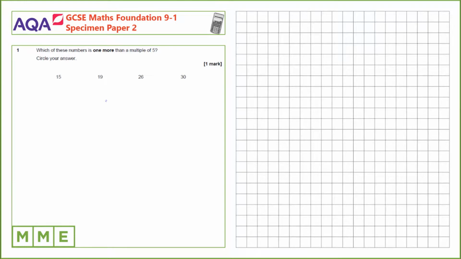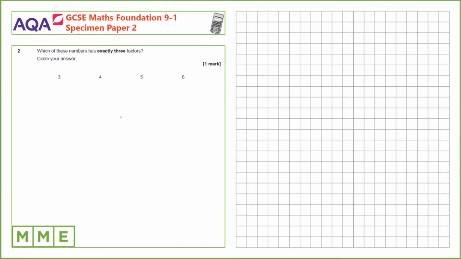Question 1. Which of these numbers is 1 more than a multiple of 5? Circle your answer for 1 mark. 15 is a multiple of 5, 19 is 1 more than 18, which is not a multiple of 5, and 26 is 1 more than 25, which is a multiple of 5. 26.